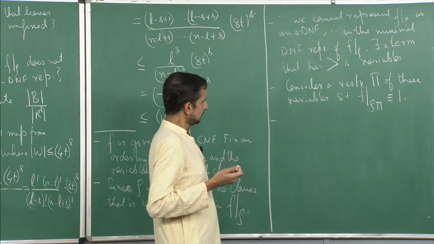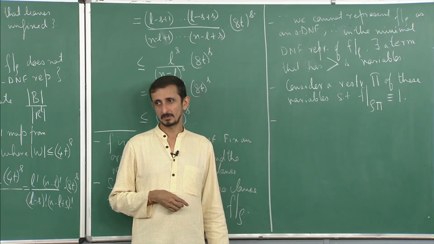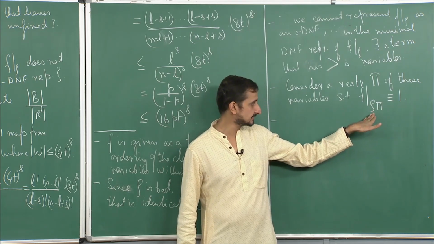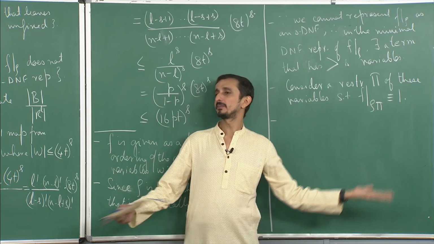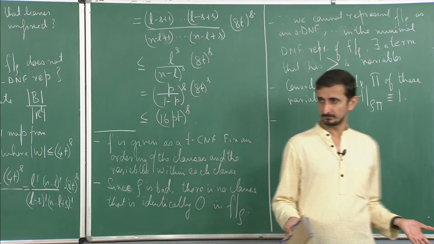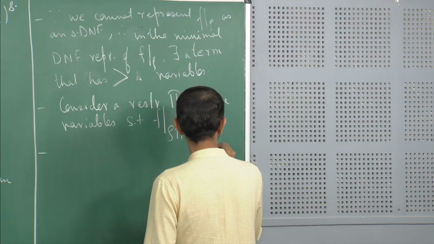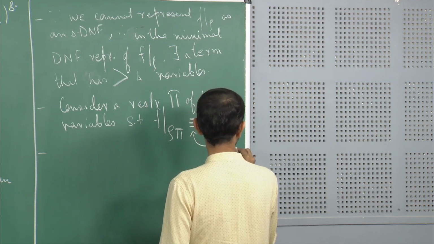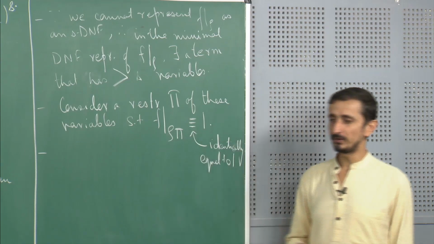Now, identically equal to 1 means that if I take the function f and fix the variables according to rho and pi, the function is 1. It does not depend on the other variables any longer. The function is identically equal to 1. I will be using this notation quite a bit. Let me write this: identically equal to 1, or if I write 0, it is identically equal to 0.